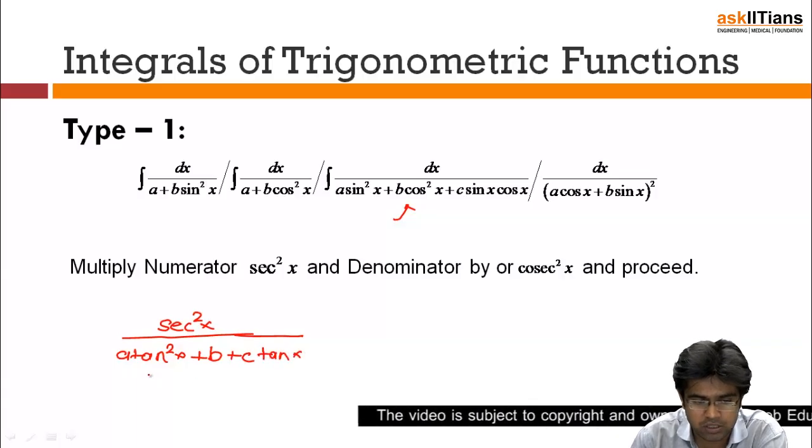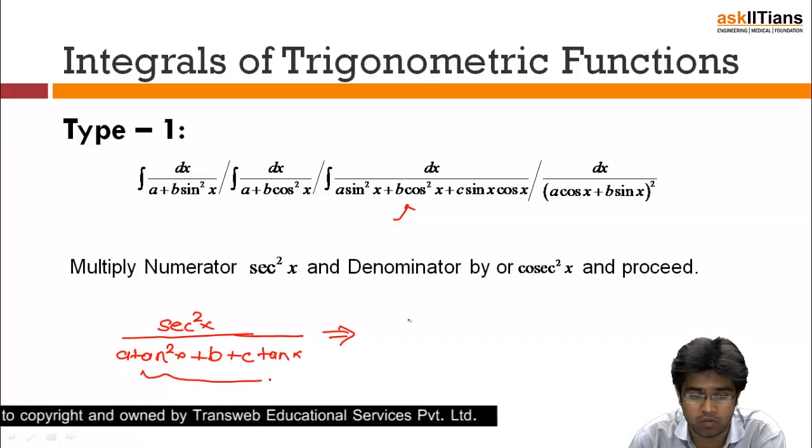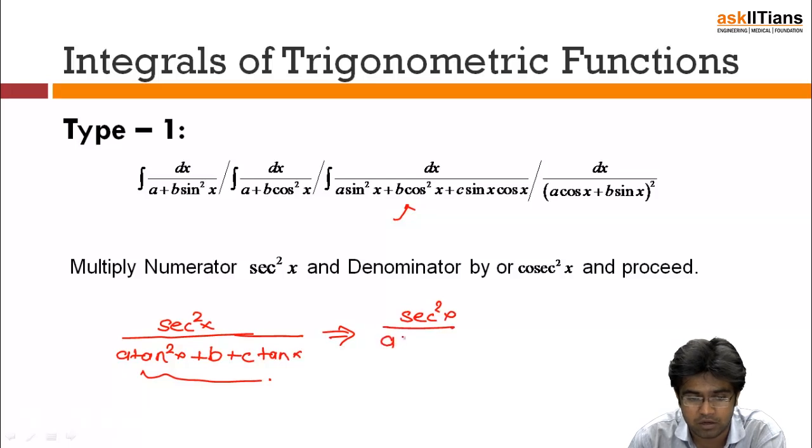Now this is a quadratic in tan, so what I am going to do is make a whole square in the denominator. That is sec square x divided by, if I take a common, let it be a times tan x plus some k whole square and then plus l. Now I am going to put tan x plus k as t, and dt is available.